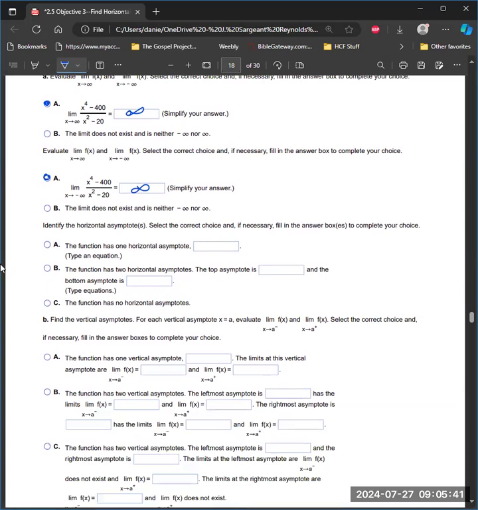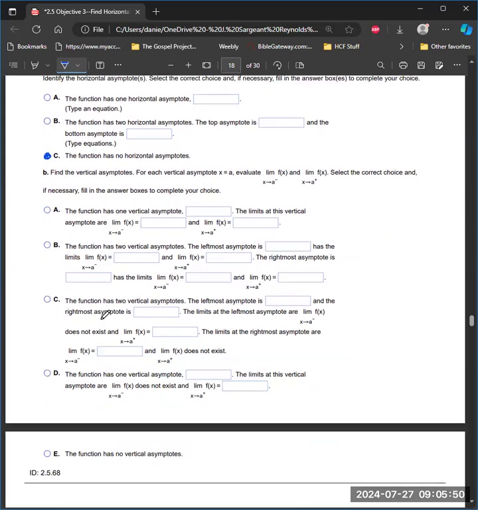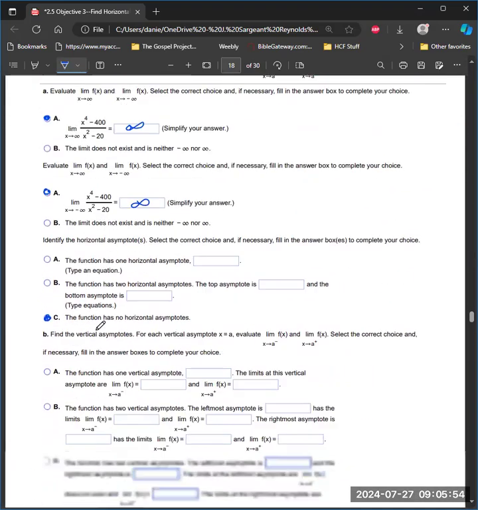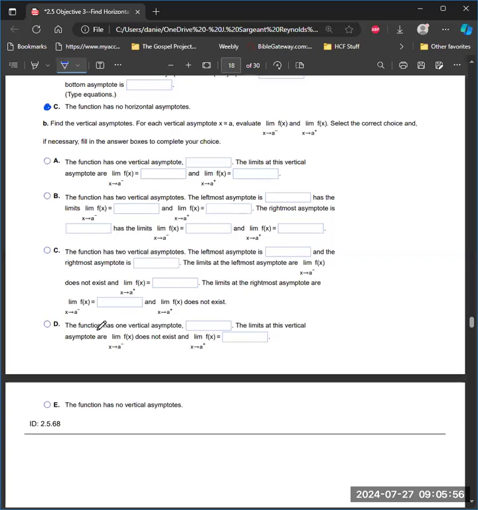The limit exists as positive infinity, but it doesn't have any horizontal asymptote. How many vertical asymptotes? It's going to have none. It's going to have some poles, but the function has no vertical asymptotes.